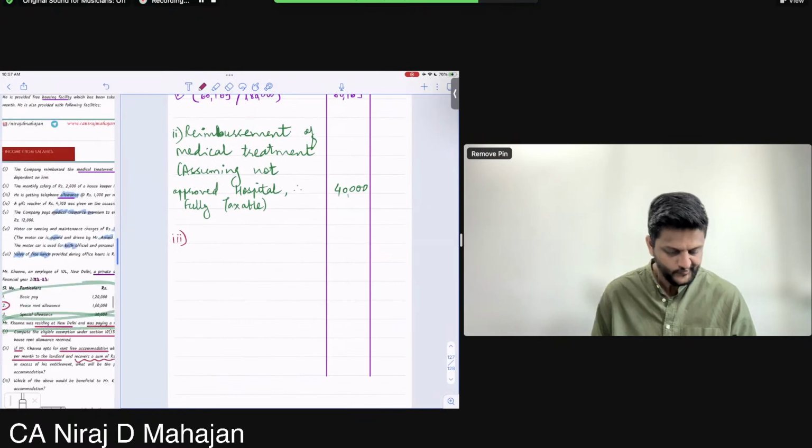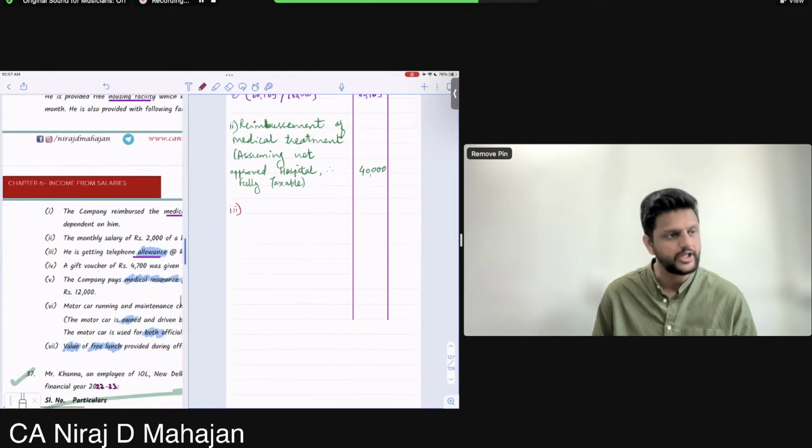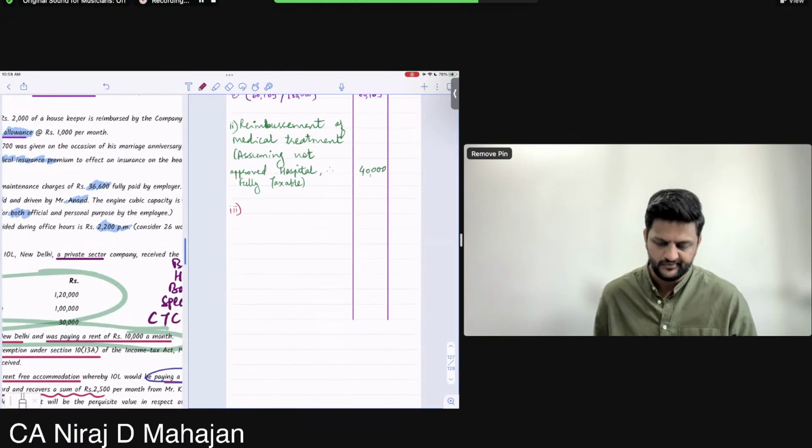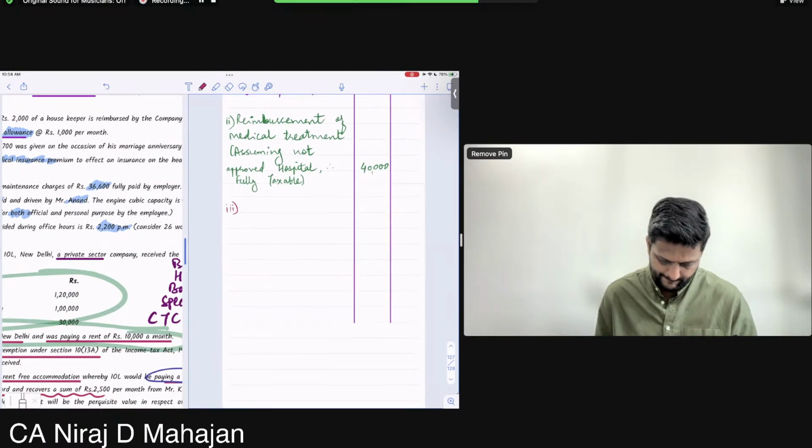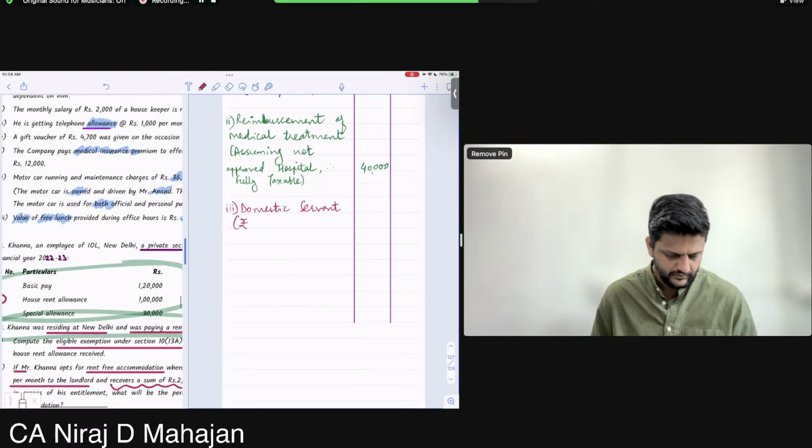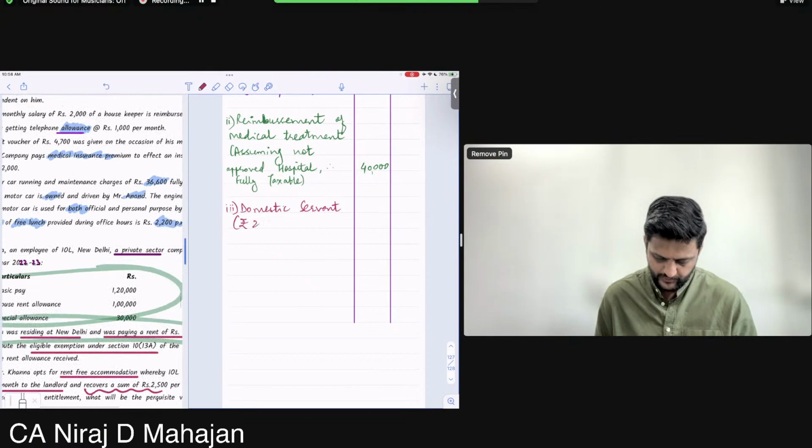Next perquisite. Monthly salary of housekeeper. Yes, domestic servant, children, fully taxable, right? Domestic servant. How much? 2000. Okay, so 2000 per month. So 24,000. Fine till here, all of you.